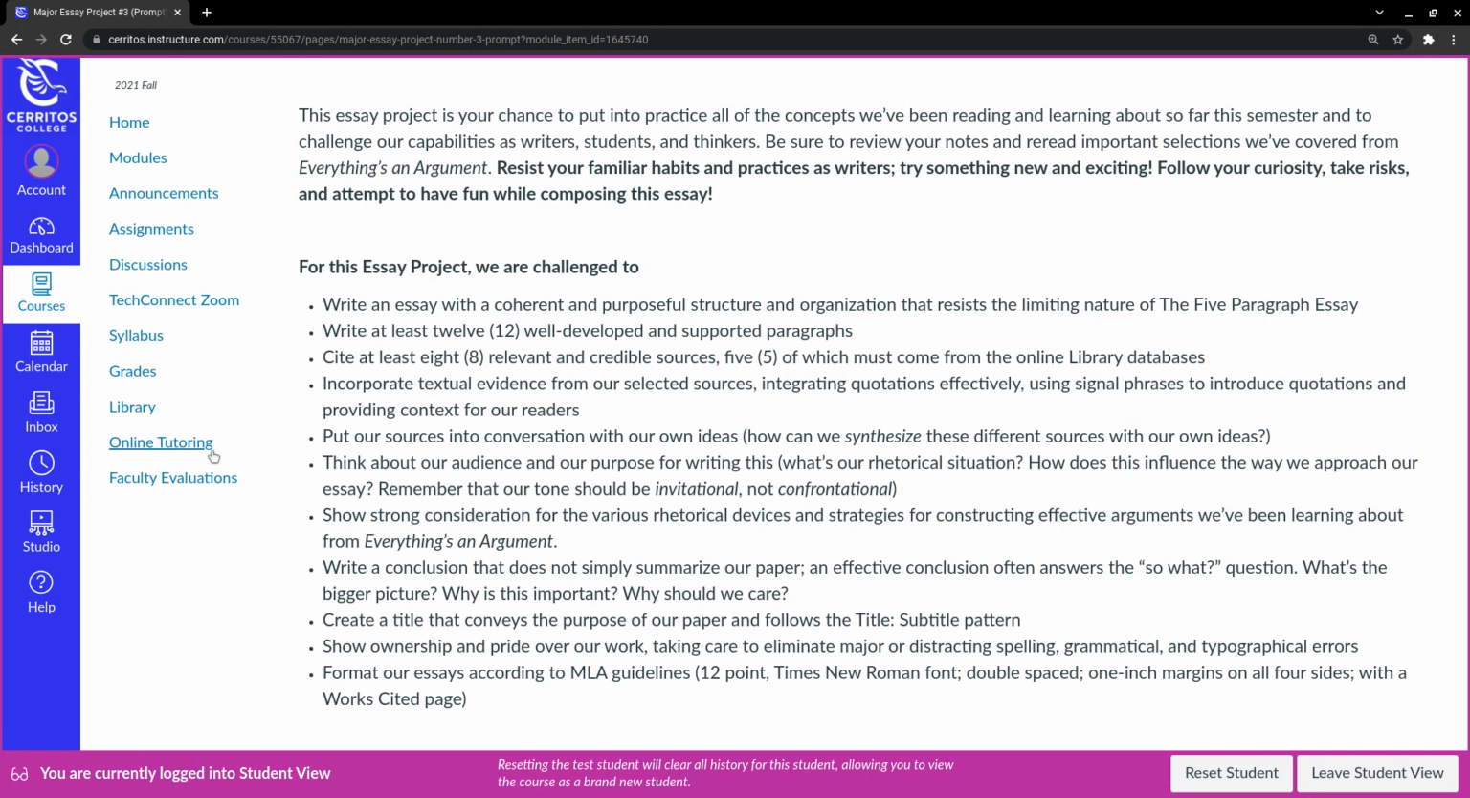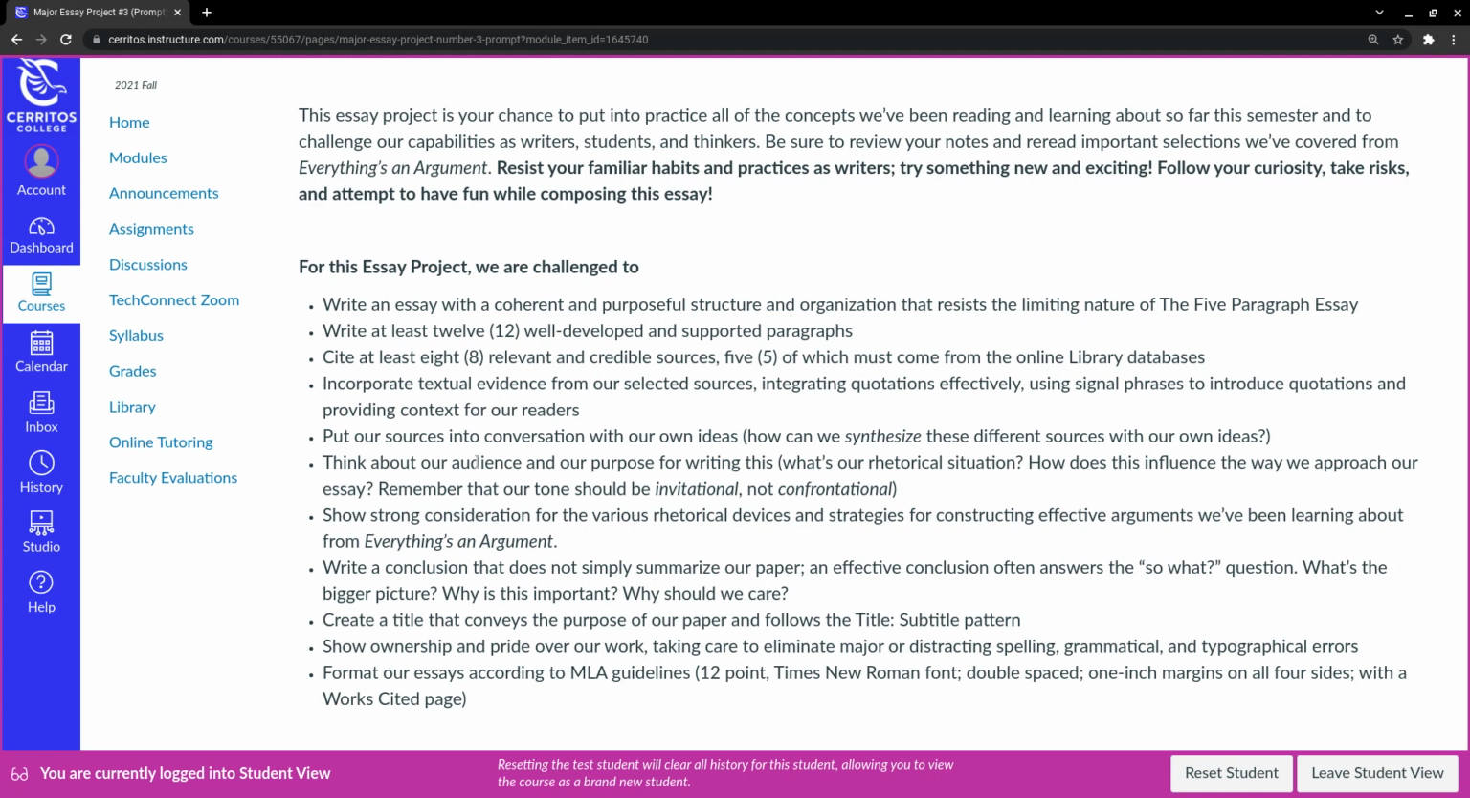We're challenged to put our sources into conversation with our own ideas. How can we synthesize these different sources with our own ideas? When we say put our sources into conversation with our own ideas, what we mean is that a conversation is an exchange of ideas from multiple sources. If we think of a conversation in our own lives, what makes for a good conversation is an even measure of exchange. Our participants are participating in such a way where everybody's being heard and the ideas are building off of one another.